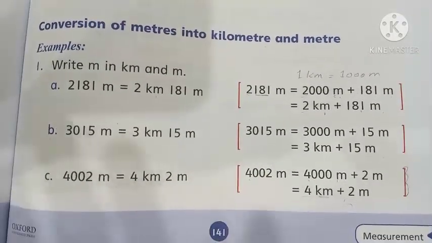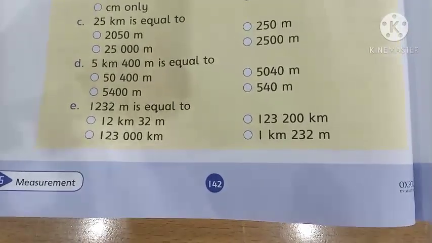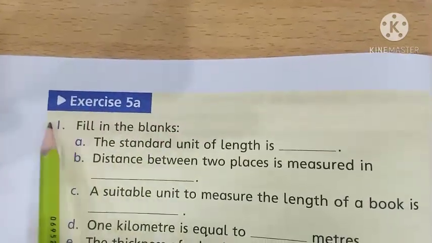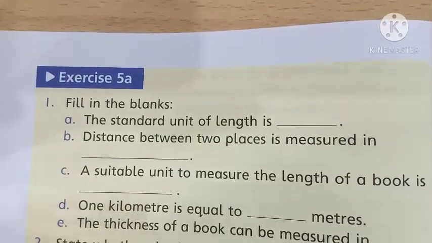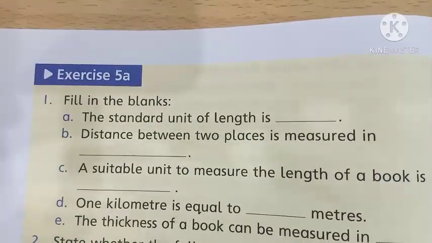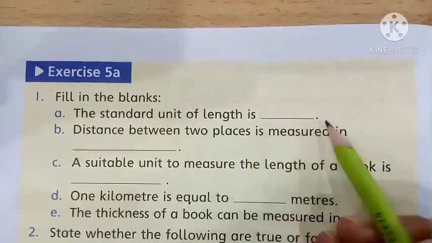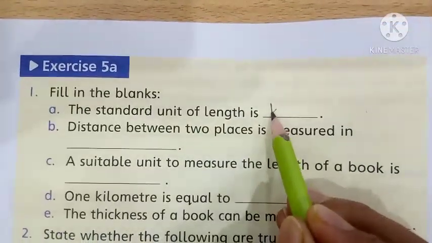Move to the next page. The next page is 142. Now we will start the exercise. Exercise 5A, question number 1, fill in the blanks. The part A, the standard unit of length is kilometer. We use kilometer to measure the length. So we will write here kilometer.